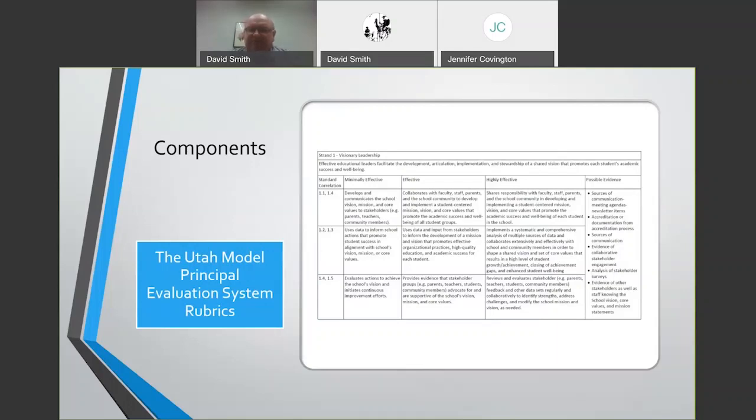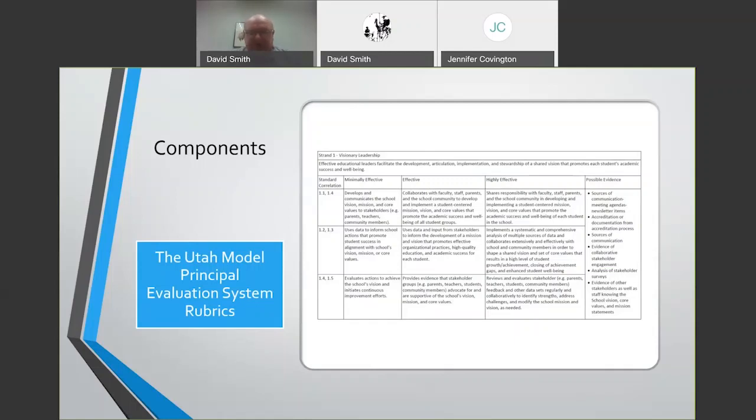Some design principles go along with this, and we're going to talk about those in just a minute. But this is the second component. The first component is the standards. The second component is the rubric. Each strand has a rubric that relates to the standards. I'll talk a little bit more about that in just a minute.